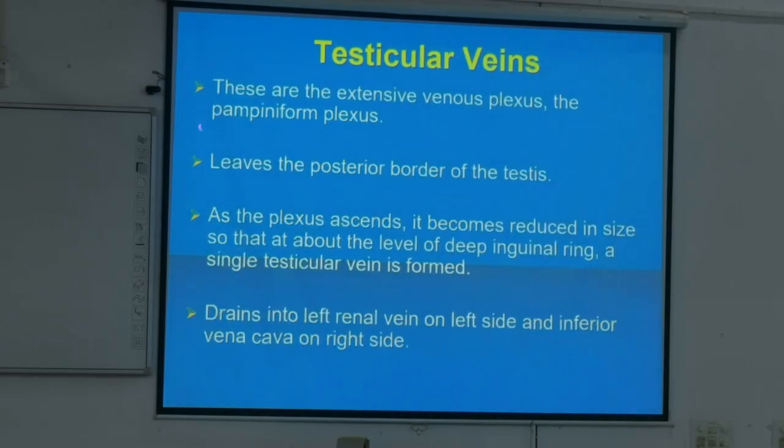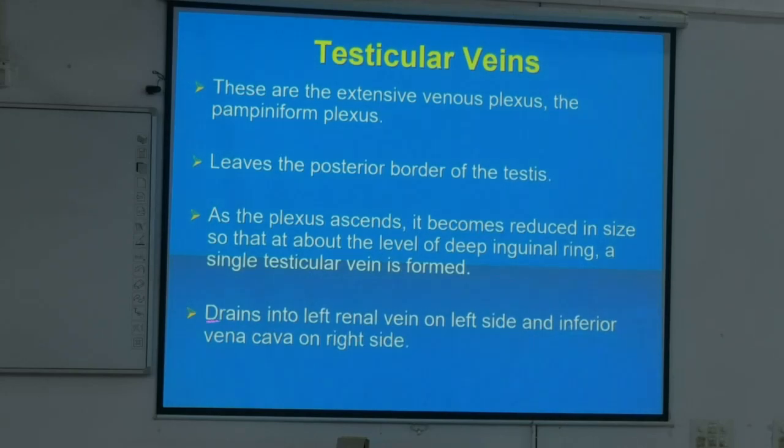Next, testicular veins. An extensive venous plexus is present, the pampiniform plexus of veins, and they leave the posterior border of the testis. As the plexus ascends, it becomes reduced in size, so that at about the level of deep inguinal ring, a single testicular vein is formed, and on the two sides, right and left, drainage of this testicular vein is different. That is important for your Viva and MCQ, okay.